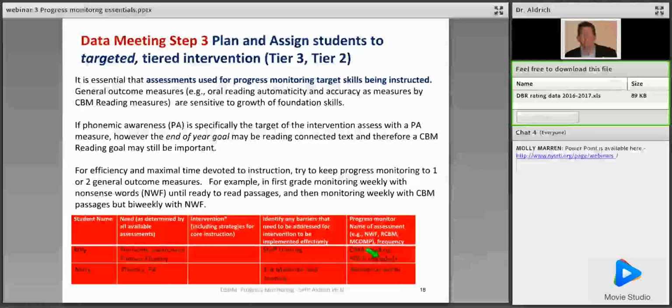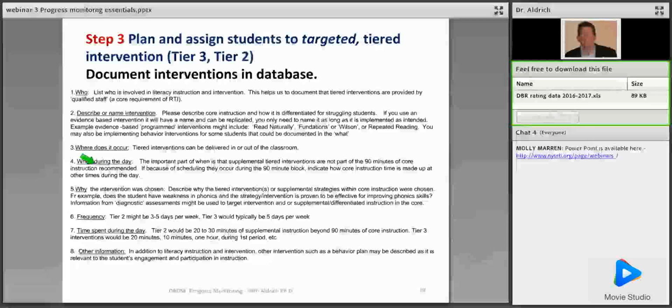So we want to know who's involved. If the intervention is evidence-based, it should have a name. It's been peer-reviewed, or there's something about it that has been vetted. Where does it occur? When during the day? If it's Tier 2 and Tier 3, it shouldn't be a part of your core instruction. It should be in addition to core instruction. Why was it chosen? What does it target? How often is it being administered? How much time is the student getting in that intervention? And any other information that's relevant to the intervention.